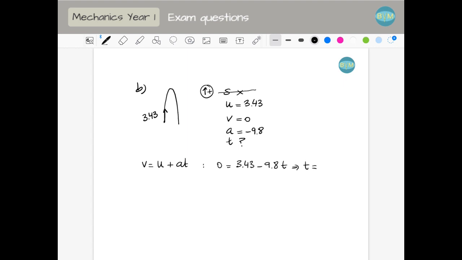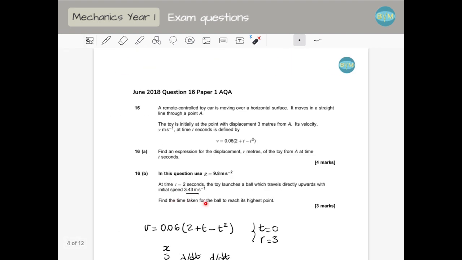And from here, t is 34.3 divided by 9.8, which is 3.5 seconds. They ask just the time taken for the ball to reach its highest point. That has nothing to do with these 2 seconds. We don't have to add them. I think it's a confusing line because you want to add those 2 seconds or do something with them, but it has nothing to do with what they are asking. And that's all with this question.